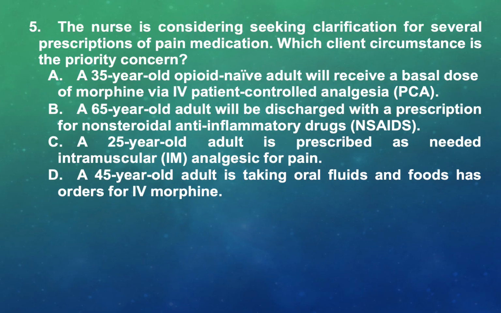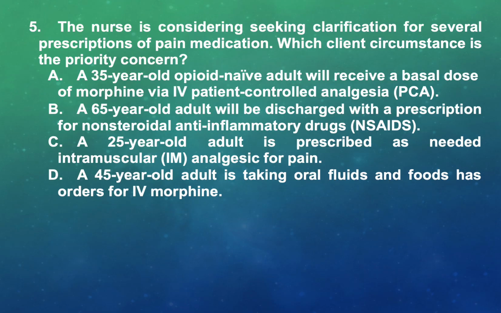5. The nurse is considering seeking clarification for several prescriptions of pain medications. Which client circumstance is the priority concern? Answer: alpha. Because an opioid naive individual has not developed pharmacological tolerance to the respiratory depressant effects of opioid receptor agonists.